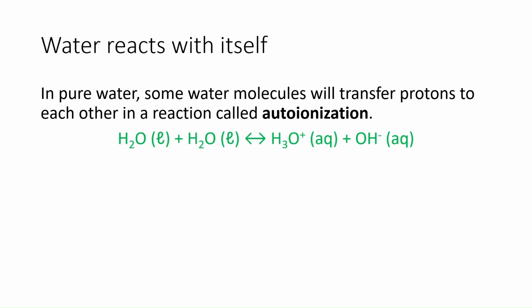So first, when we consider water in just pure water sitting around, water is going to react with itself. So some water molecules will transfer protons to each other. This reaction is called autoionization. So in a liquid solution, we have water and water. You can take one proton away from one of the water molecules, give it to the other, and then you'll end up with one hydronium ion, H3O+, and one hydroxide ion, OH-.